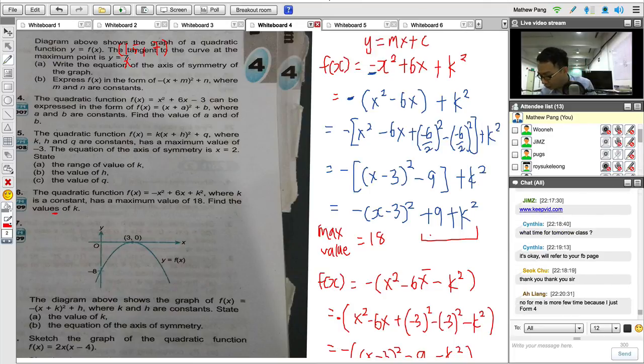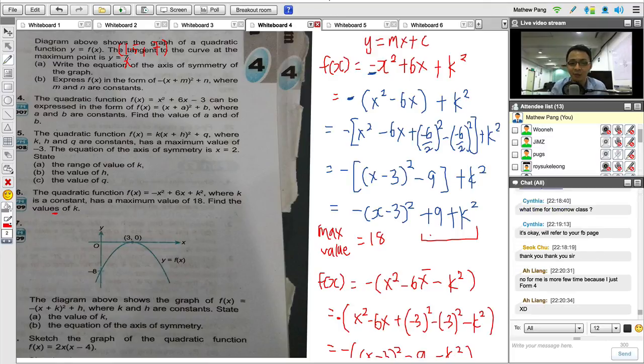Sorry. Yeah, tomorrow we will discuss integration. Basically, integration, yeah, we will discuss. I will discuss more on paper 2 for integration. Paper 1 I think should be okay.